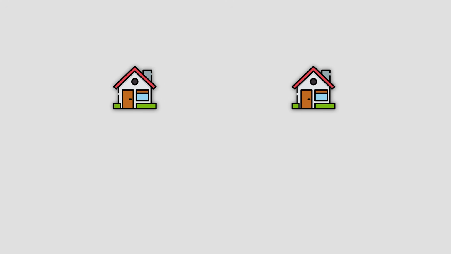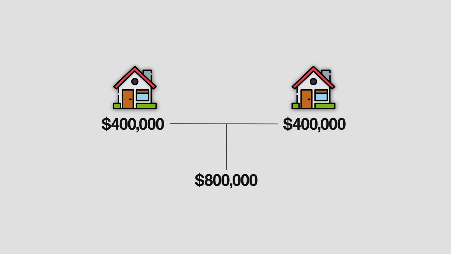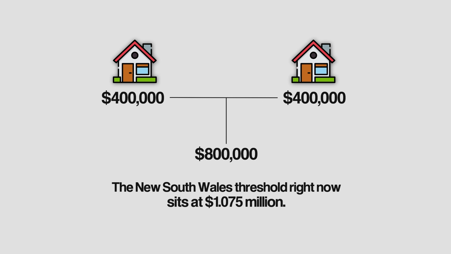Say you buy 2 regional properties, each with a land value of around $400,000. Your aggregated land value is $800,000. The New South Wales threshold right now sits at 1.075 million, so you are under it. No land tax. That feels fine.